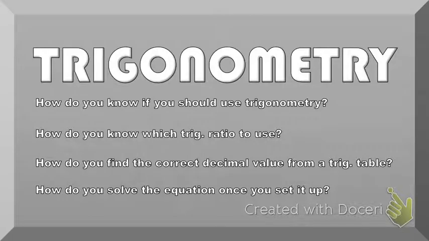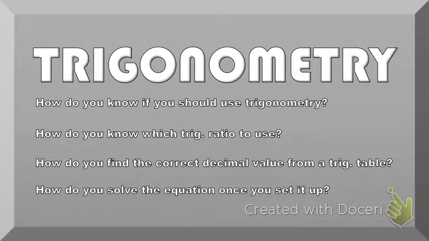The purpose of this video is to help you find the missing side of a right triangle by using right triangle trigonometry. As we're going through the video, you need to be able to answer these 4 questions when you get to the end. How do you know if you should use trigonometry?